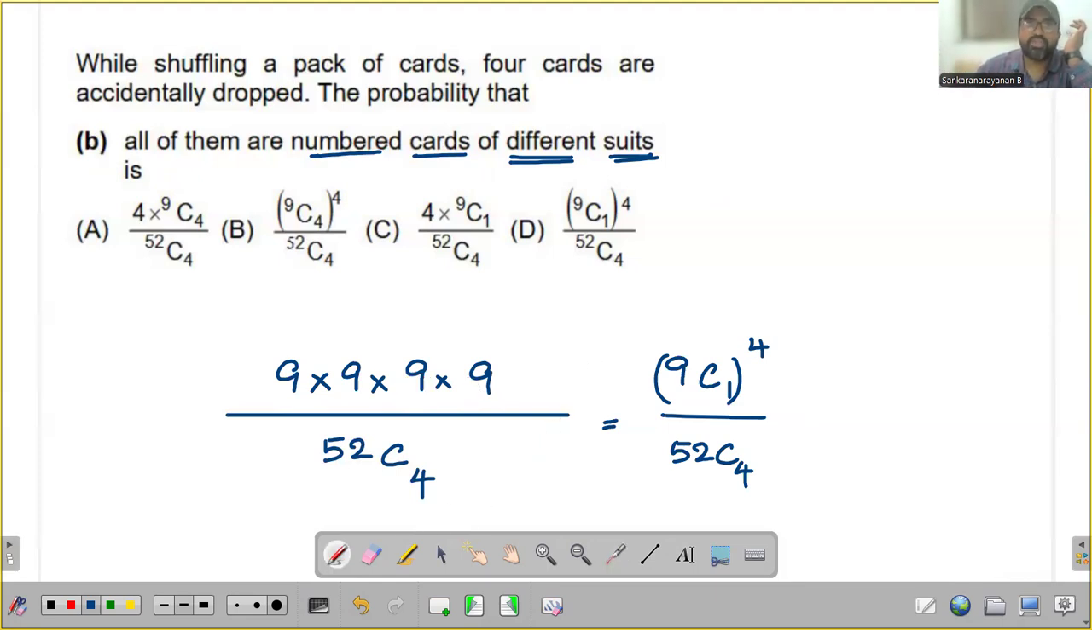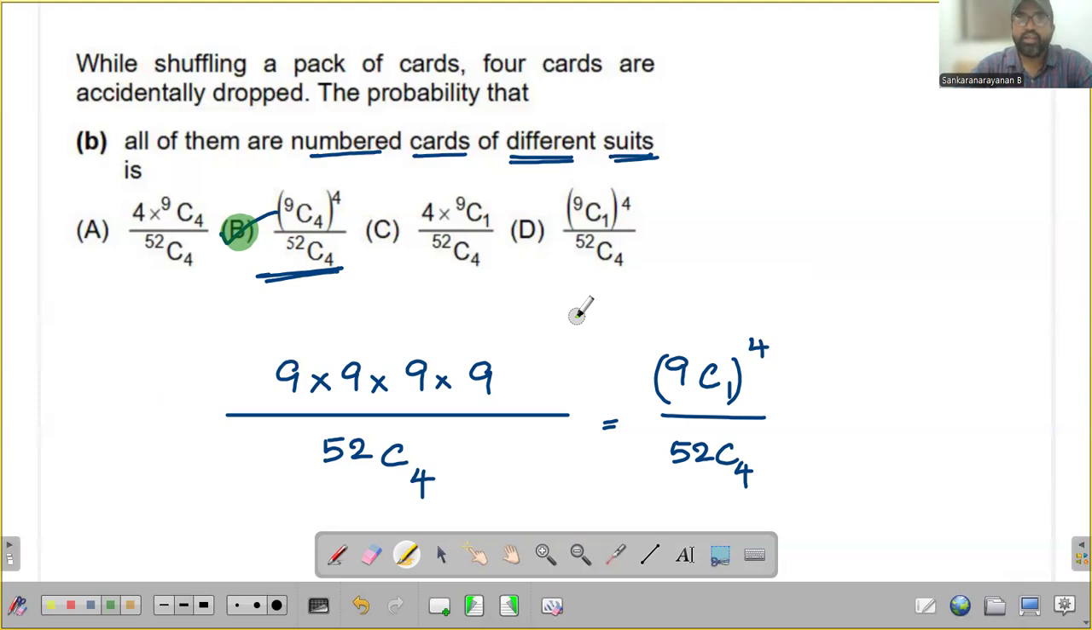Looking at the options, I can see the answer here will be option B, 9C1 raised to 4 by 52C4. Option B reads it correctly. So for this question, the answer is option B. It's a very interesting question. If you are familiar with how the cards are in a well-shuffled pack of cards, then it is easy for you to solve these types of questions.